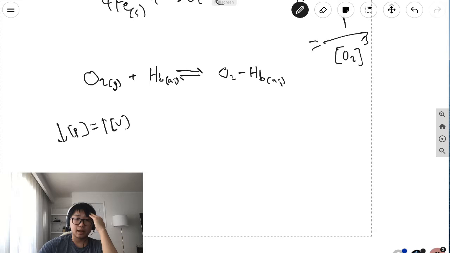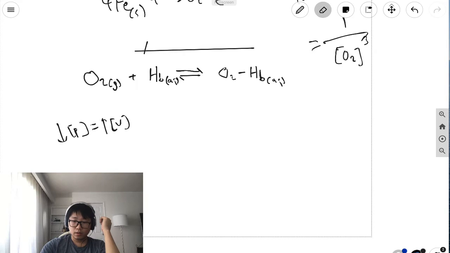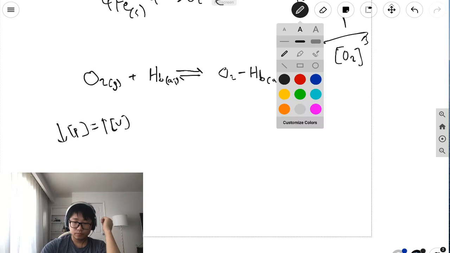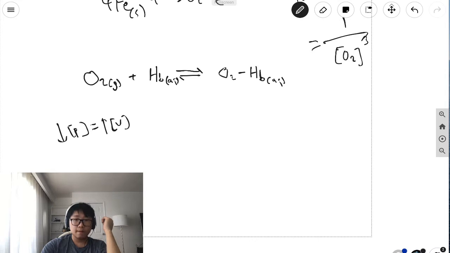So on the left side I have a gas and an aqueous, and then on the right side I have an aqueous. So the left side will have more gases. So therefore I am shifting my equilibrium towards the left. Does that kind of make sense? Yep. So that's one explanation.